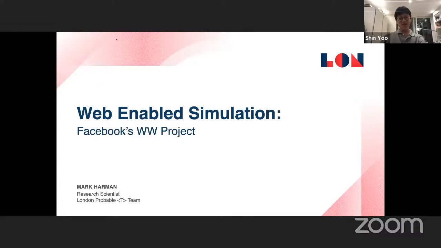And I am actually quite intrigued. Although I looked at the paper and everything, I want to hear from him how web-enabled simulation will meet with GI as a platform. So that's enough from me. I'm going to hand it over to Mark for the keynote. Thank you.